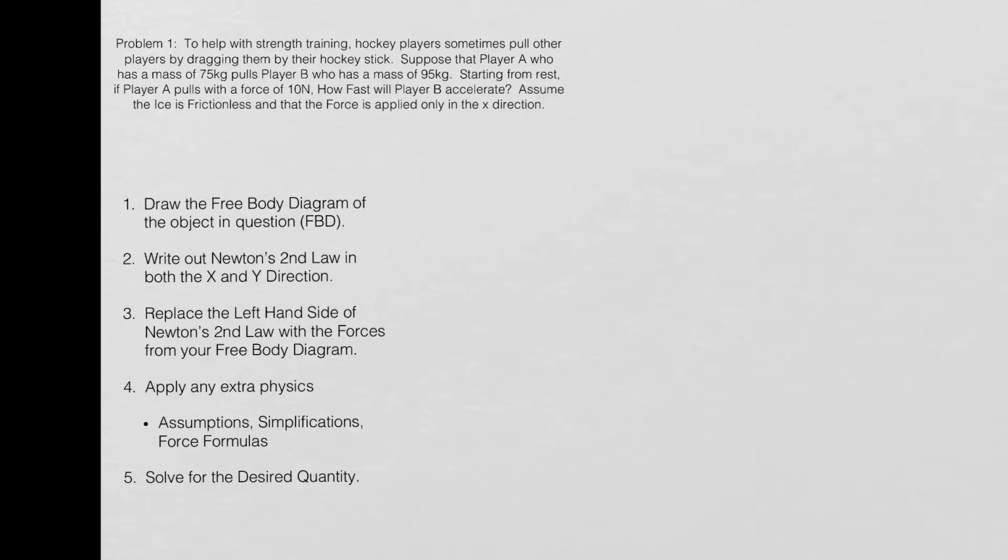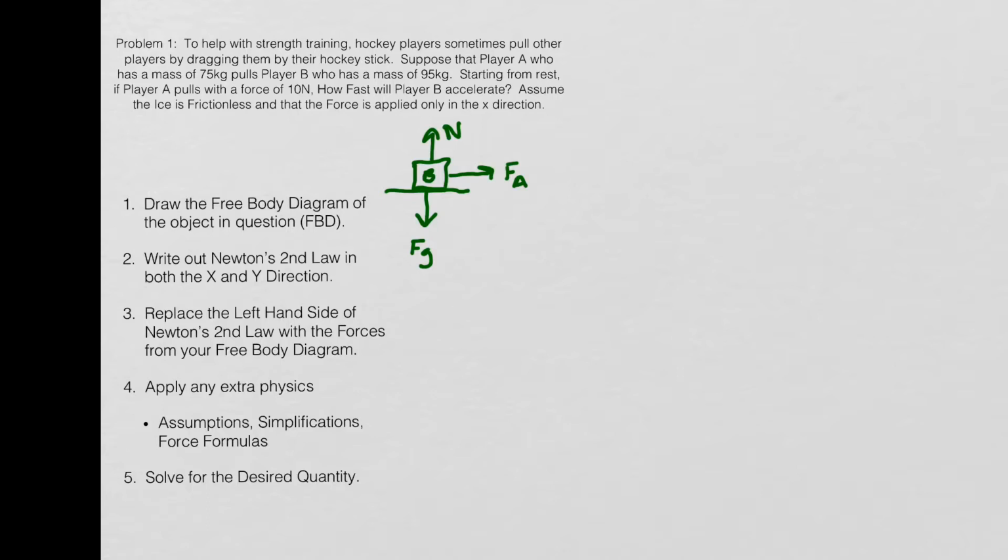Okay, so the first step, as always, is to draw the free body diagram. I'm going to draw the free body diagram, which again, if you remember, is simply a sketch of the object in motion in question, which for us here is going to be player B. And we draw all of the appropriate forces acting on that body in their respective directions. As we discussed in class, we have the force of gravity, or the weight, pulling down, the applied force from player A pulling to the right, and the normal force going up.